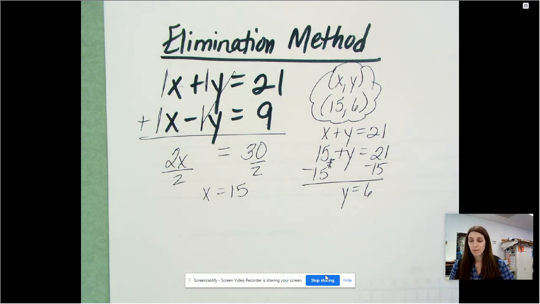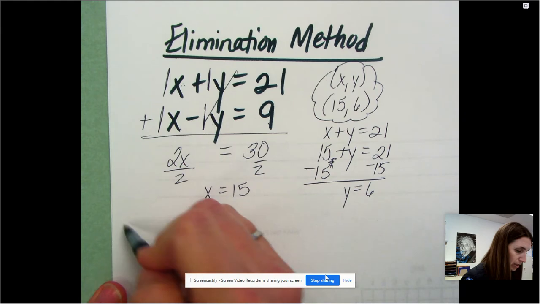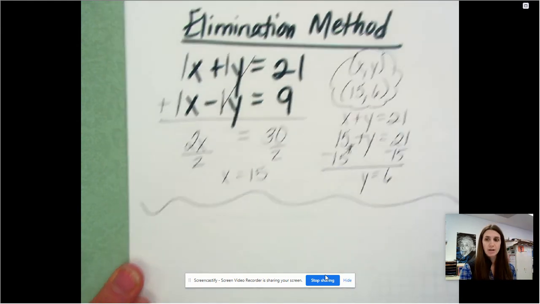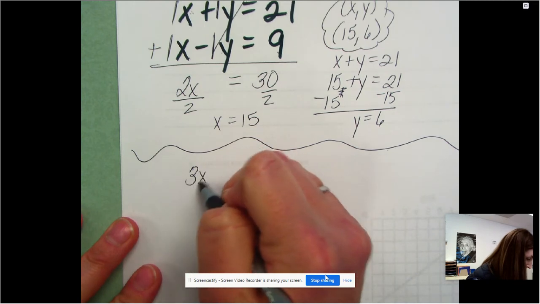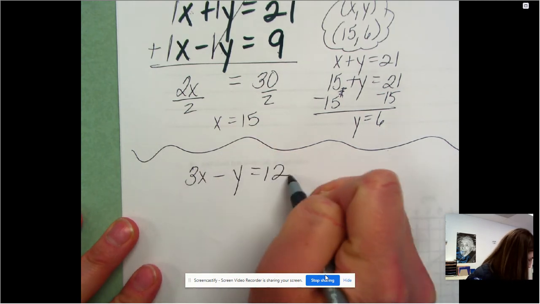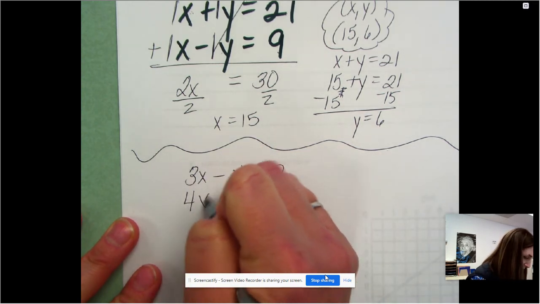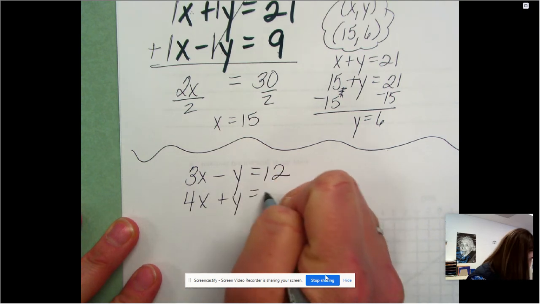Okay, now, that being said, we're going to try another example before we move into our workbook, which has some harder examples, okay? All right, so on your scrap paper, let's go ahead and write down 3x minus y equals 12. Then 4x plus y equals negative 33.